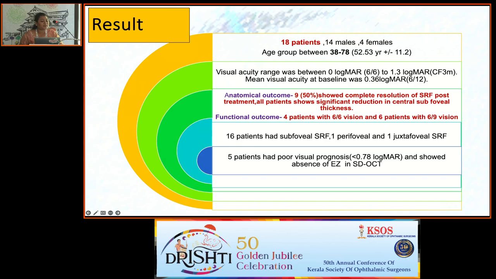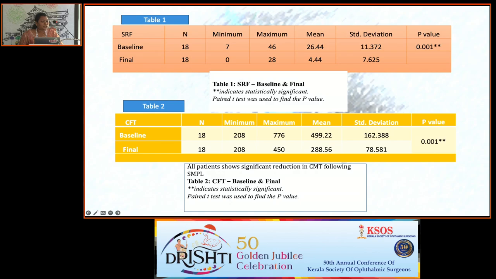in central subfoveal thickness. And the functional outcome of our study is 4 patients with 6/6 vision and 6 patients with 6/9 vision. And 16 patients had subfoveal SRF, 1 perifoveal, 1 juxtafoveal SRF. 5 patients had poor visual outcome and showed absence of ellipsoid zone. Our study shows a statistically significant reduction in SRF and central subfoveal thickness following subthreshold micropulse laser therapy.